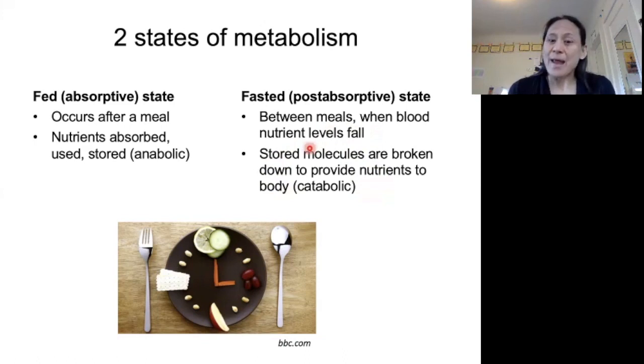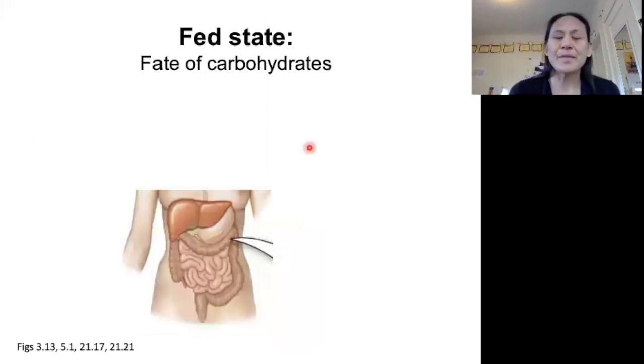All right, so now let's go through the fates of our various molecule types in the fed state, and then we're going to talk about what happens to them in the fasted state. We're going to start with carbohydrates. We're going to take a look at what happens with carbohydrates in the fed state. This is our digestive system. This is where we're taking in our carbohydrates.